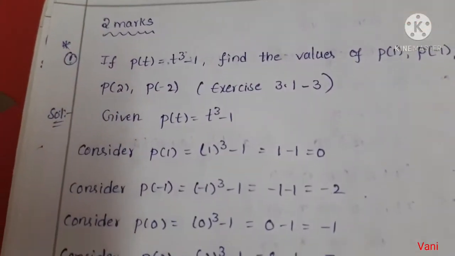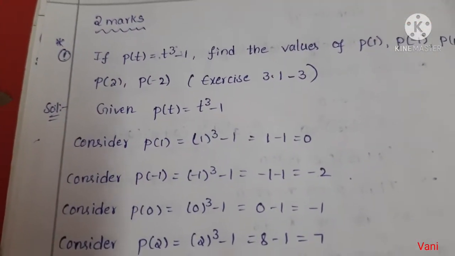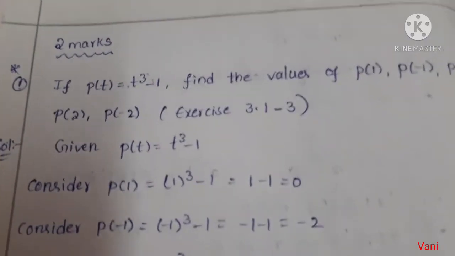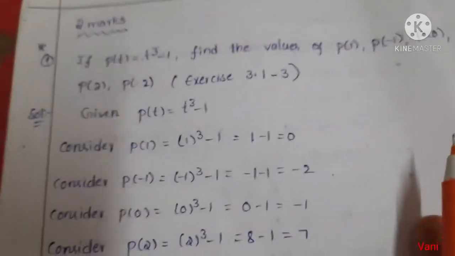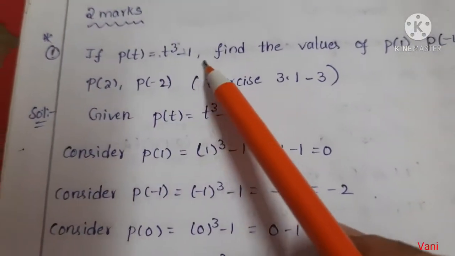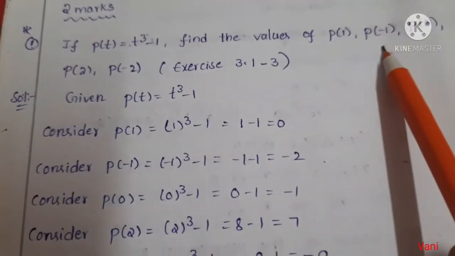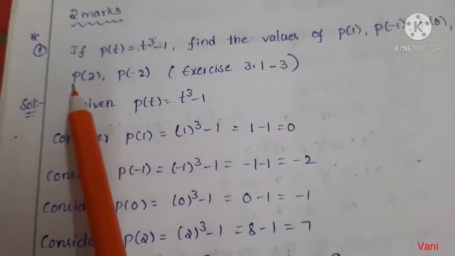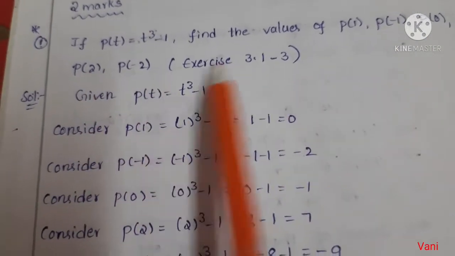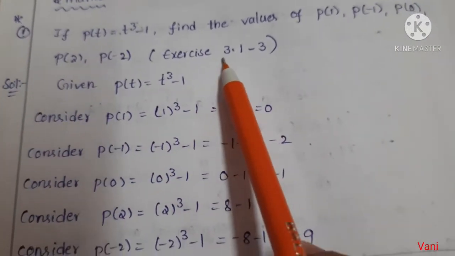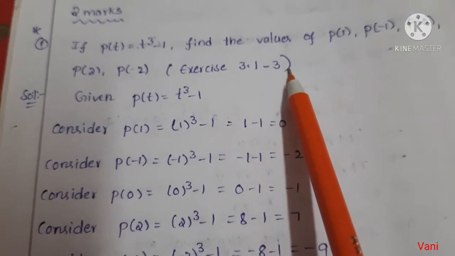Hi children. In the polynomials topic, now we are going to learn 2 marks questions. First question: if p of t is equal to t cube minus 1, then find the values of p of 1, p of minus 1, p of 0, p of 2, p of minus 2. This problem is in exercise 3.1, third problem.